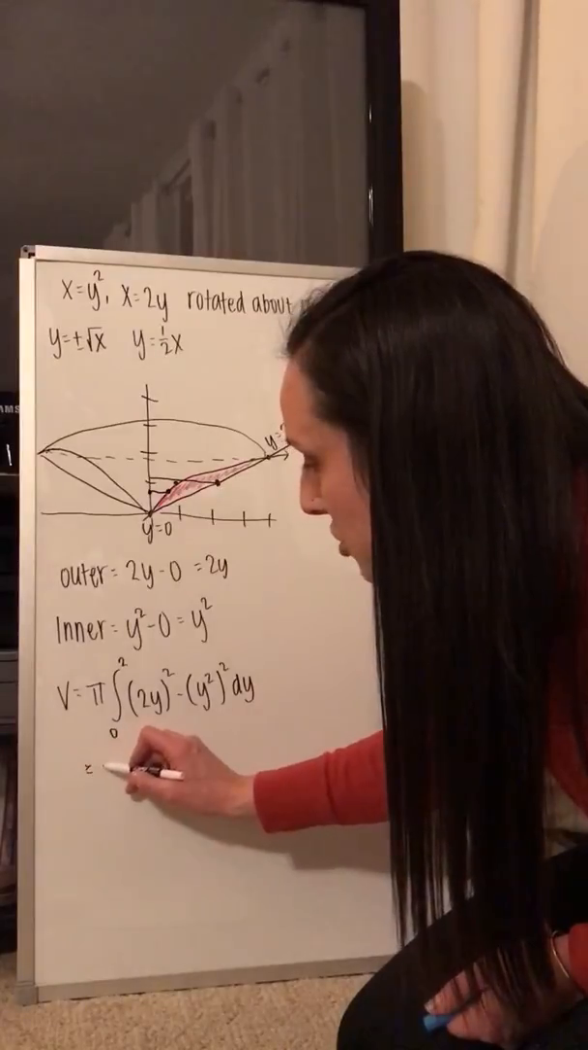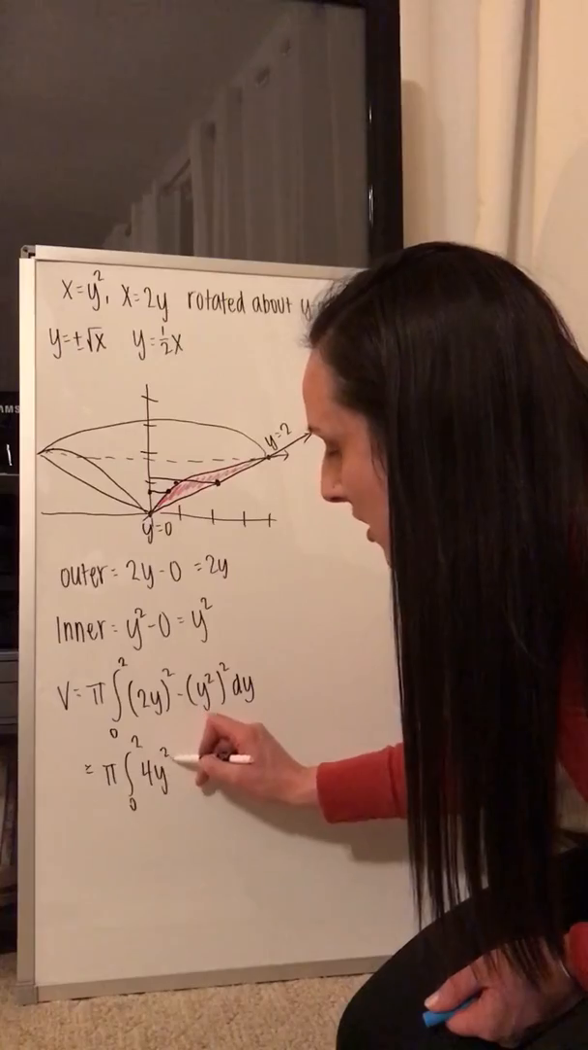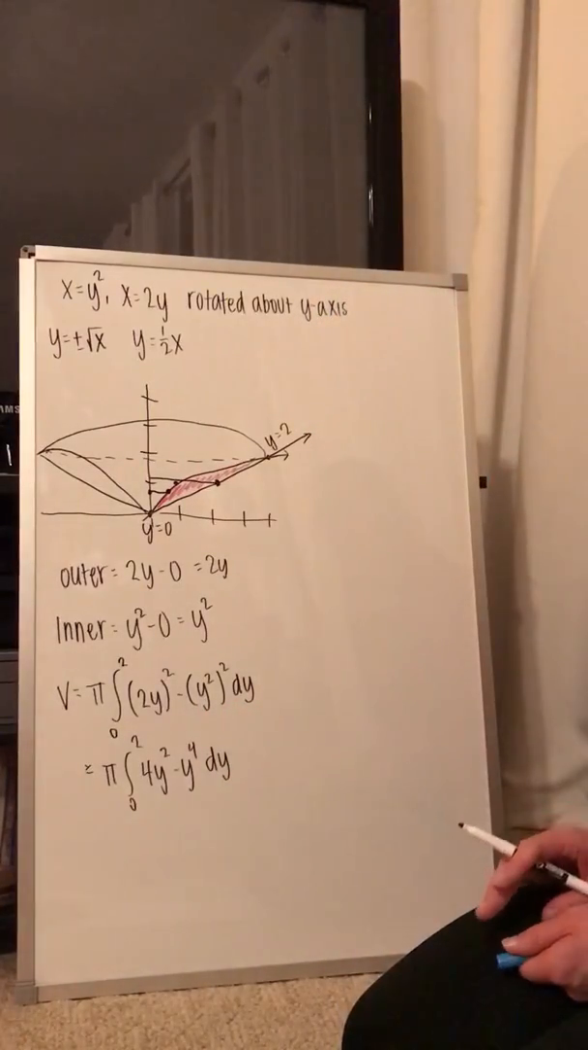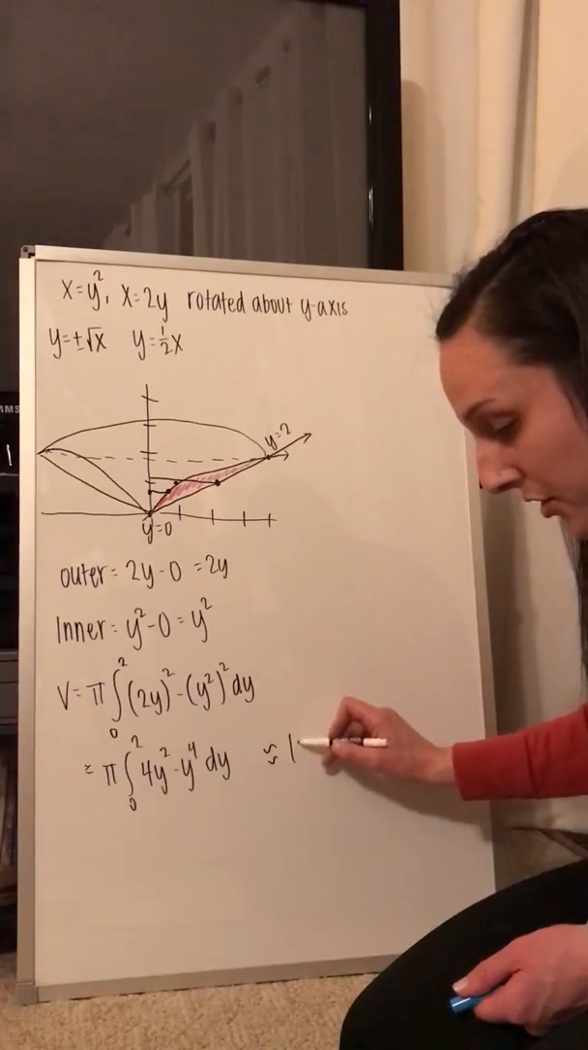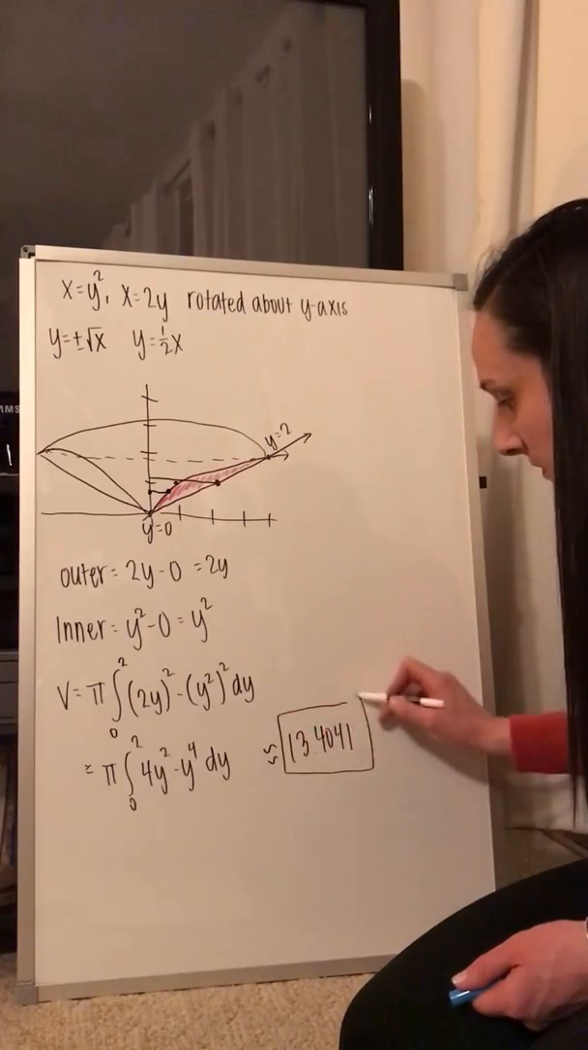So make that into pi times the integral from 0 to 2 of 4y squared minus y to the 4th dy. And that's what I'd want to evaluate in my calculator. So that should give us an approximate volume of about 13.4041. That is a point there.